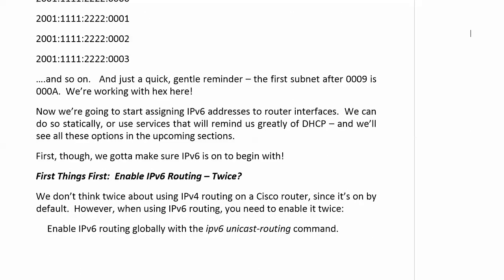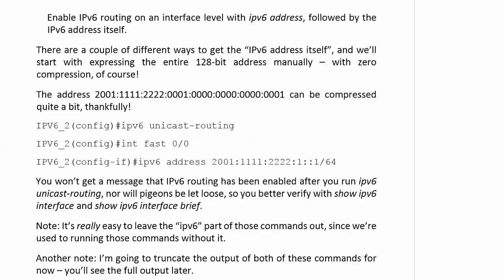Anyway, no extra charge. We don't think twice about using version 4 routing on a Cisco router because it's on by default. You sit down and you just start knocking out your configs, you're ready to go. But with version 6, you need to check twice whether it's enabled, once at the global level and once at the interface level. You need to enable IP version 6 routing globally with the IPv6 unicast-routing command. You'll also need to enable it on the interface level, but you're actually doing that when you put the IP address on the interface. And it's simply ipv6 address followed by the IPv6 address itself.